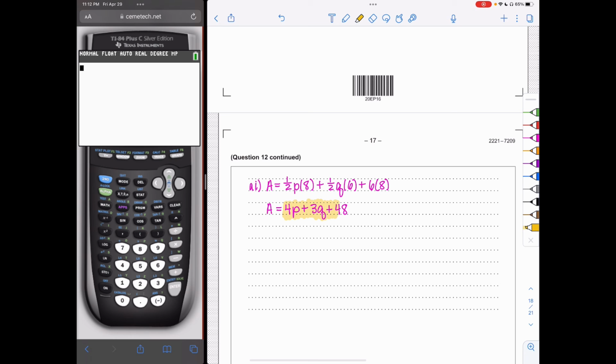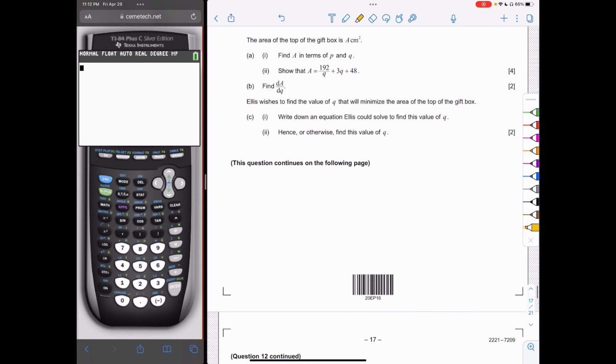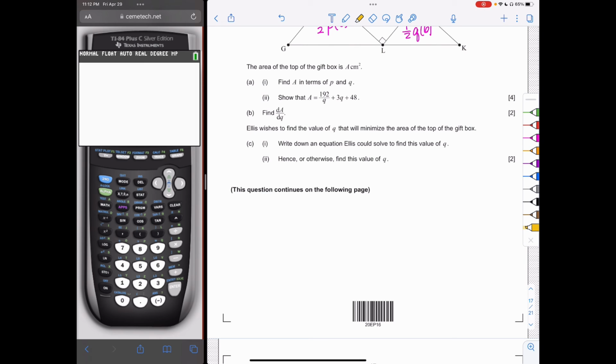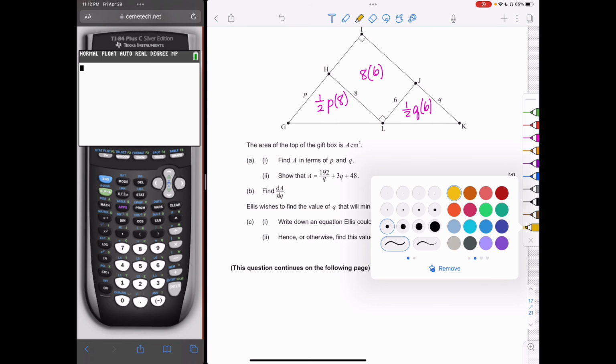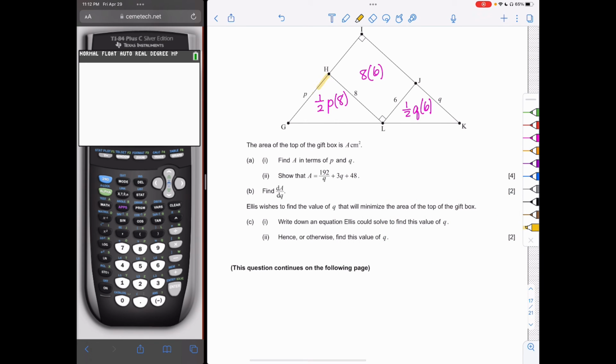So the next part is saying that we need to show that A is also equal to 192 over Q plus 3Q plus 48. One thing we should understand about these two triangles in these pictures, the two smaller ones, is that they are similar, which means that they are proportional to each other. So if I have P divided by 8, that's going to be proportional to 6 divided by Q.